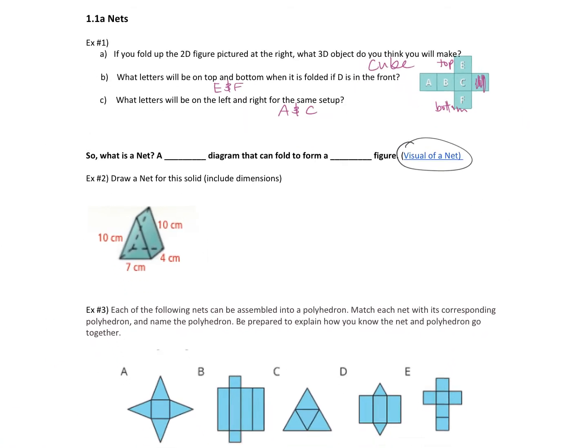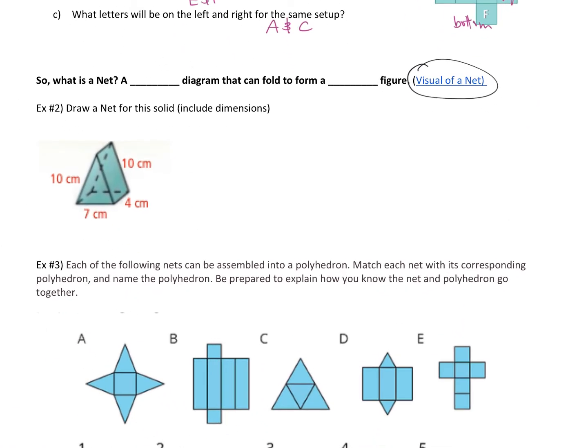Okay, so what is a net? I already told you this. A net is a two-dimensional, right? So a flat diagram. A net is a 2D diagram that can be folded to form a 3D figure. And I'm not even sure that that link works. I thought I took it out, but you can click on it if you want. I'm not going to go there right now.